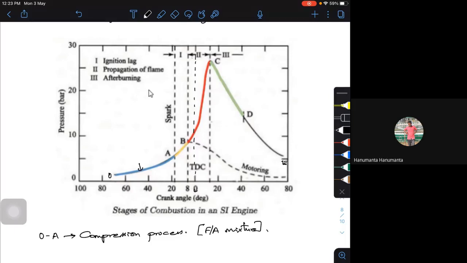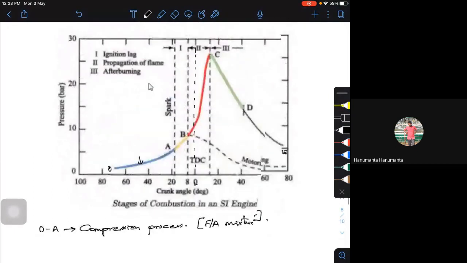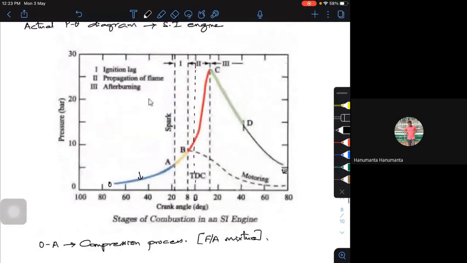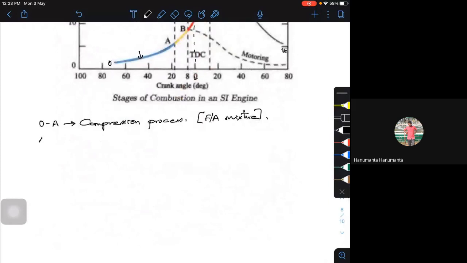But that doesn't happen. Even if I try to ignite at point A, the ignition will actually start at point B. So this particular point we call point 1, and A to B is called the ignition delay.